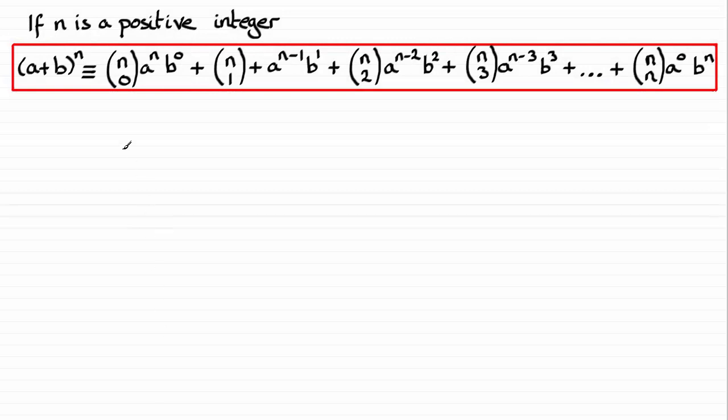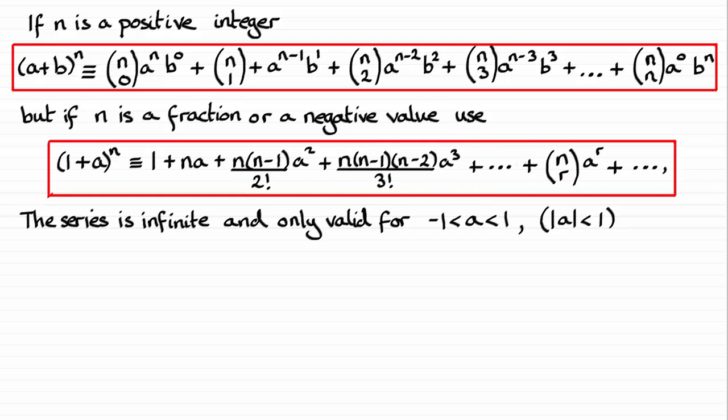So far, we've seen that we can expand a plus b to the power n, where n is a positive integer, using this formula here. It's a series of terms and it comes to an end. It's a finite series. But what happens if n is a fraction or a negative value? We certainly can't use this formula then, because these values here are undefined. Is there another way? Well, there is. There's another formula that we can turn to.